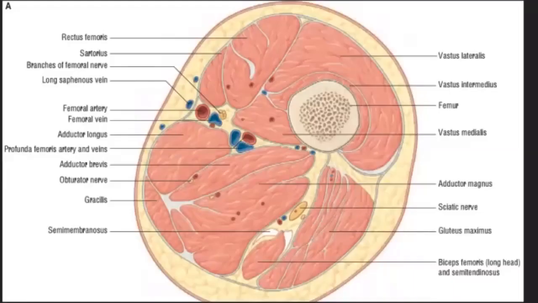You see, this is the profunda femoris artery, and here it is the femoral artery. This is profunda femoris artery. This is in the femoral triangle, cross section at the level of femoral triangle.